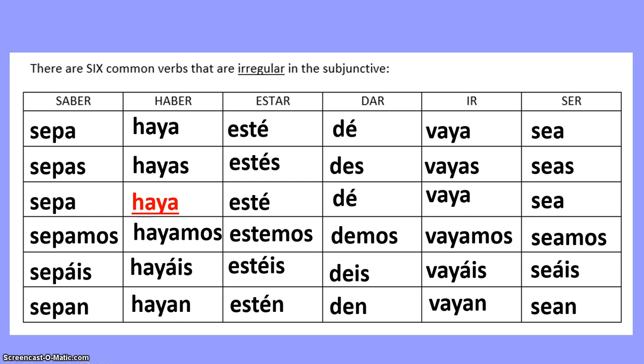These verbs you probably will just need to memorize. I would recommend making flashcards. You could write the infinitive on one side and the conjugations on another. I think that would be a really great idea.